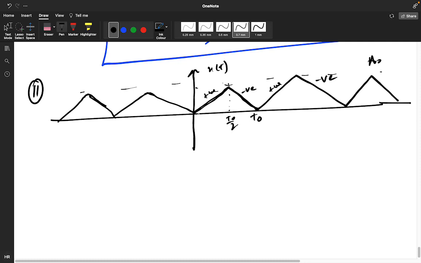If the slope is going upward, it's positive. If it is coming down like this, it is negative slope. Okay, I will show you how. And suppose this is the a naught value. So what is the power formula? Power is 1 upon time period, 0 to t naught, x of t the whole square into dt.